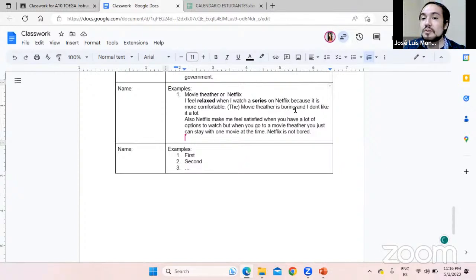So remember the rule here, you need a comma, right? Why do we need a comma here? Because we need another complete idea with a new subject. Movie theater, one subject, I, a different subject, right?